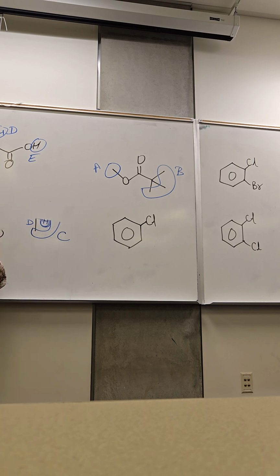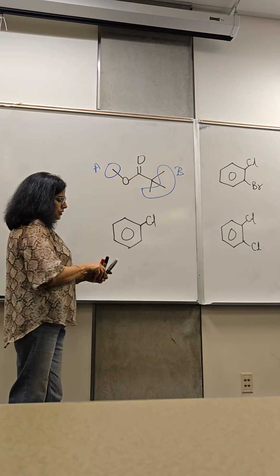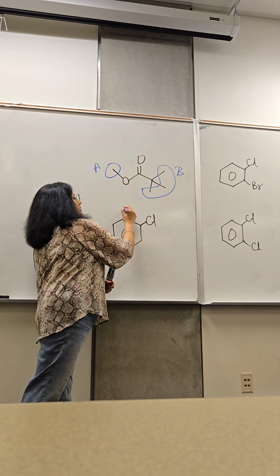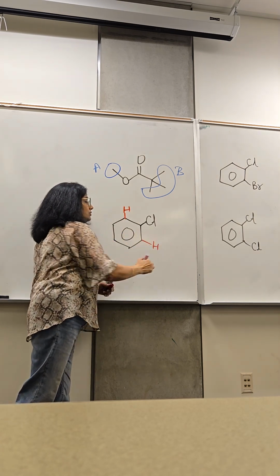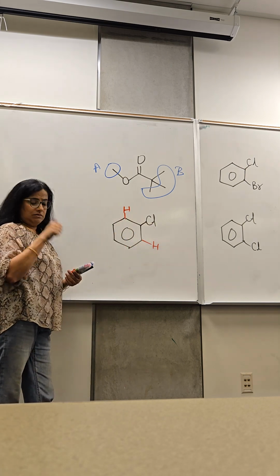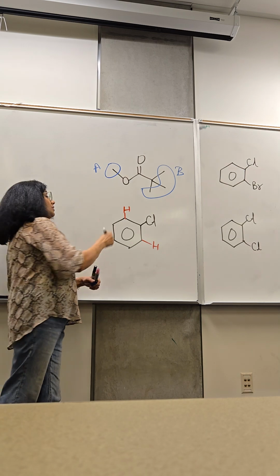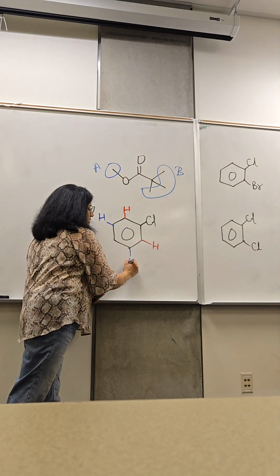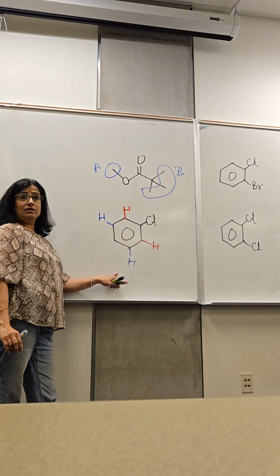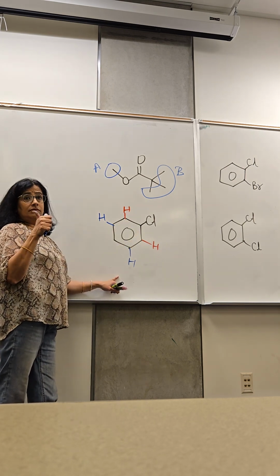What do you say? You said three? I say two, but I might be wrong. Again, we have to look at the chemical environment. Do you agree that these hydrogens are identical to each other? Yeah, because they are both next to the Cl. And notice there's a plane of symmetry also. Do you agree that these two hydrogens are identical to each other as well, but not to the red? Yes. Three.